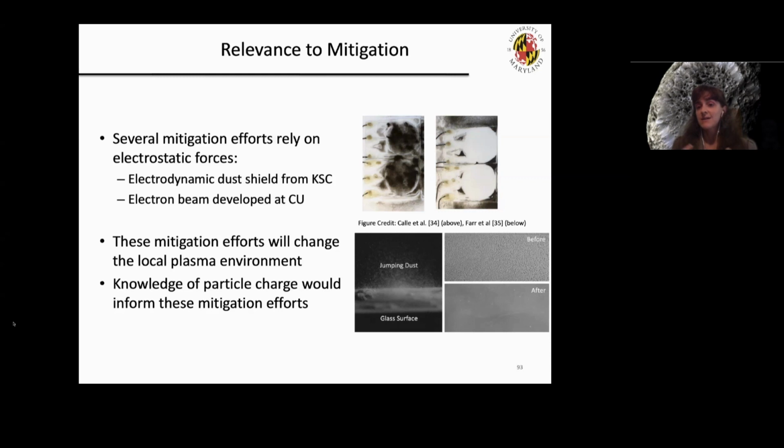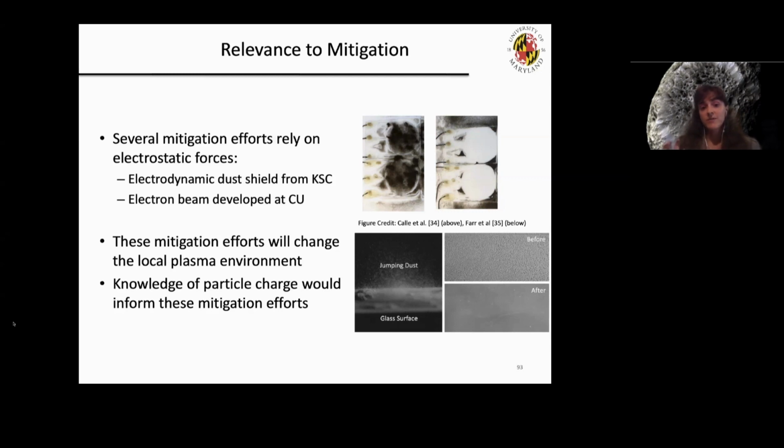So this relies on the charging of the particles. It also will influence the plasma environment, right? If we have a traveling wave moving across the surface, the plasma is going to respond to that electric field that's generated.